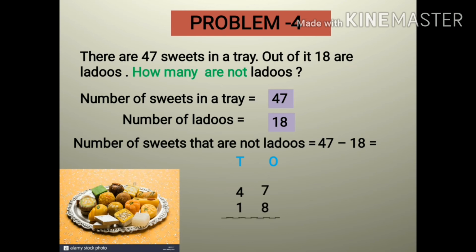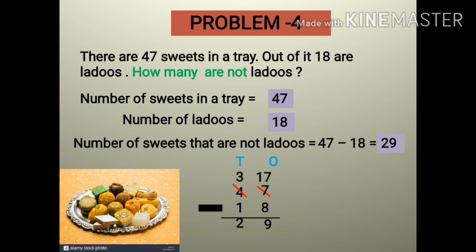47 minus 18. Now again we can see that 7 is less than 8. So we have to regroup the number. So to regroup you have to take 1 ten from the tens place. There are 4 tens here, and if you take away 1 ten, how many tens will be left? 3 tens. And in ones place we have now 10 plus 7, 17 ones. Now 17 minus 8 is equal to 9 and 3 minus 1 is equal to 2. So number of sweets that are not laddus is equal to 29.